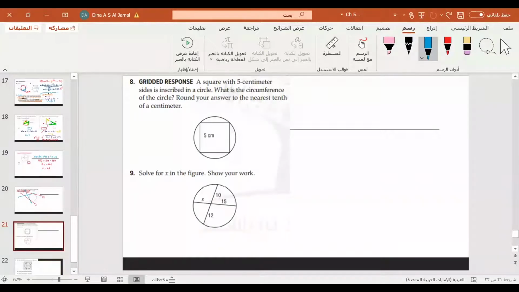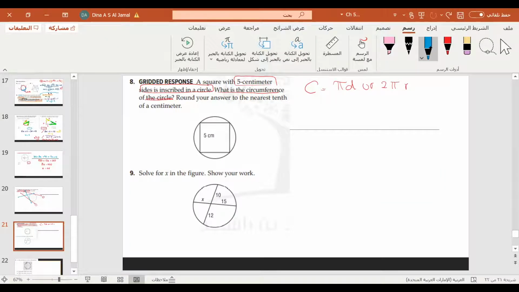Now let's go to this question. You have a square inside a circle, with each side of it 5 centimeters, and it is inscribed in a circle. So what is the circumference of the circle? To find any circumference, you need your diameter or your radius, so you need to get one of them.